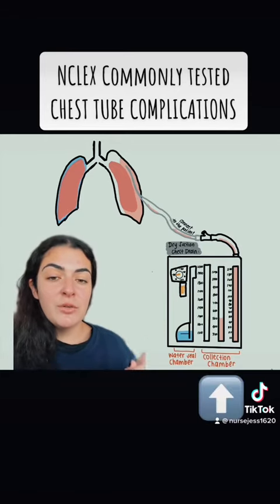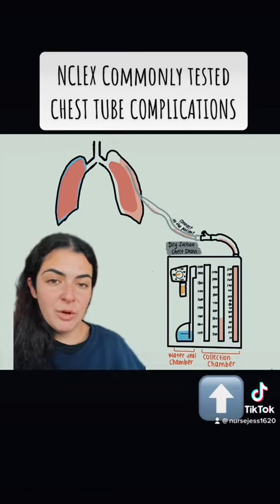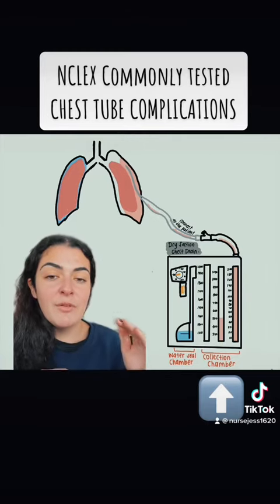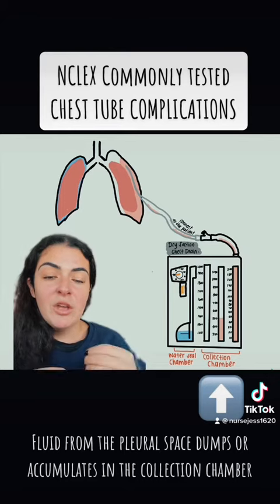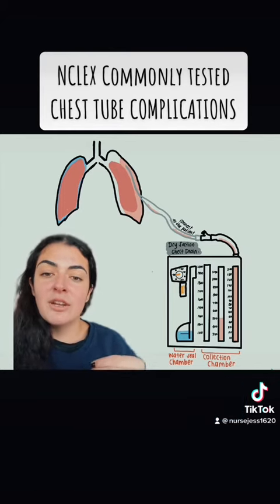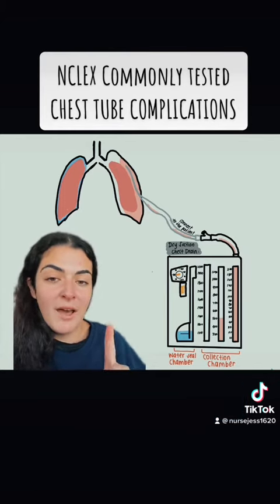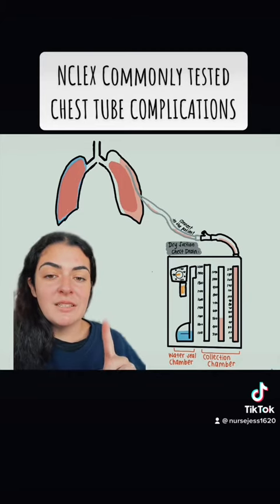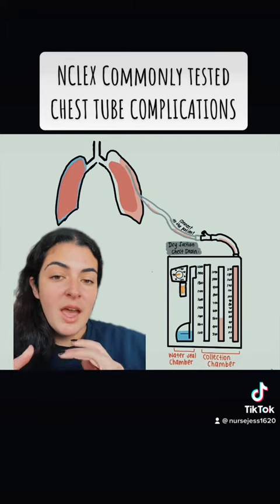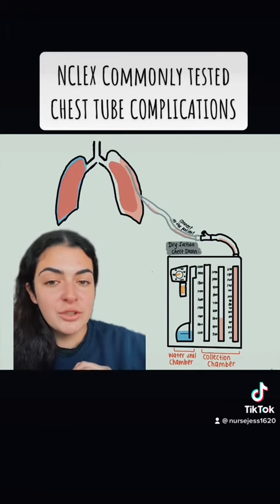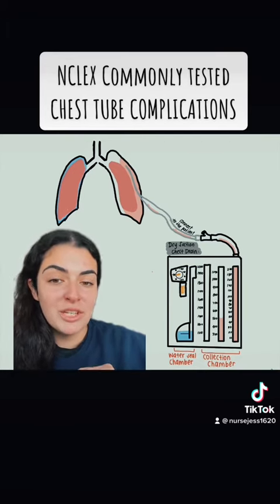So if we look over to the right, we have our collection chamber. This is the fluid draining out from the thoracic cavity, and it dumps into this collection chamber. You as an RN need to measure this at a certain time frame. So if you have more than 100 cc's drained in 1 hour, you need to notify the healthcare provider. And why is that? Because then you're concerned that maybe this patient is hemorrhaging or draining too much.